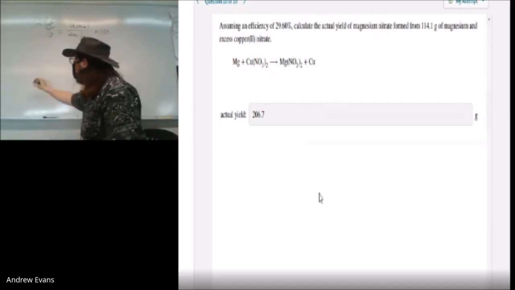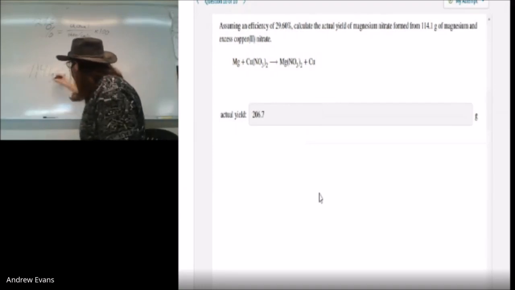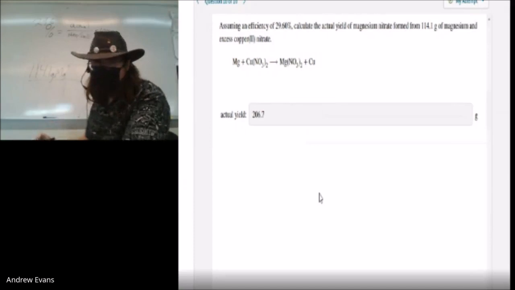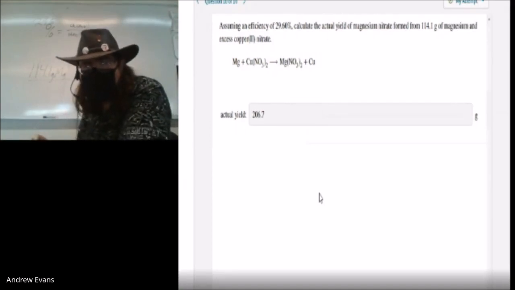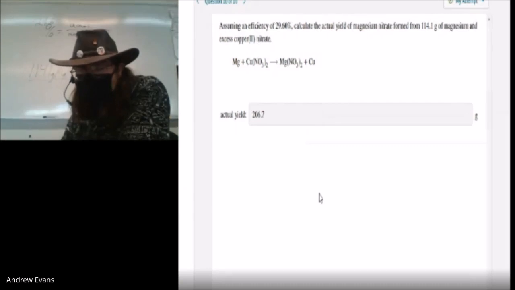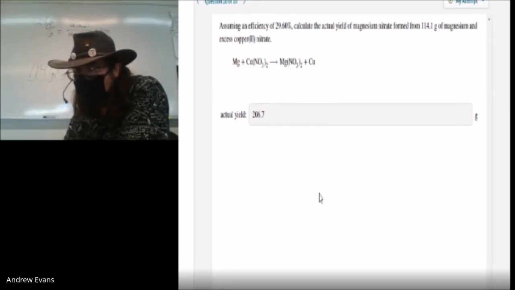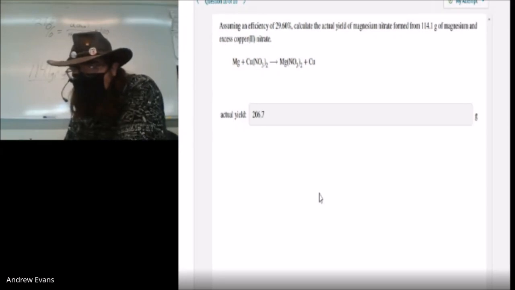So we want to go from 114.1 grams of magnesium to grams of magnesium nitrate. With that in mind, we look up the mole. We're going to go grams to moles to moles to grams. Going to keep doing that. That's the whole point of this chapter. Grams to moles to moles to grams. Or, as you're going to see in the next set of homework, molarity to moles to grams, or molarity to moles to molarity. But we're always going through moles.